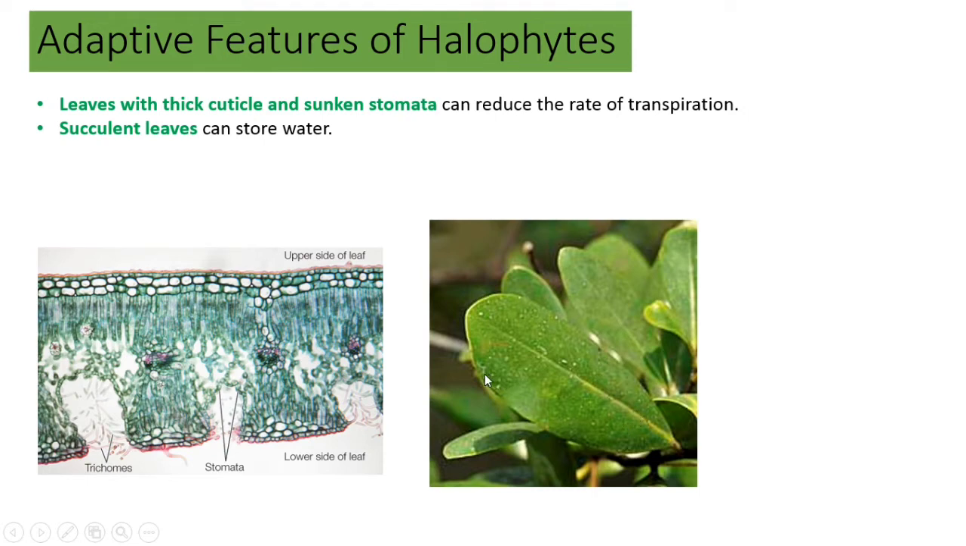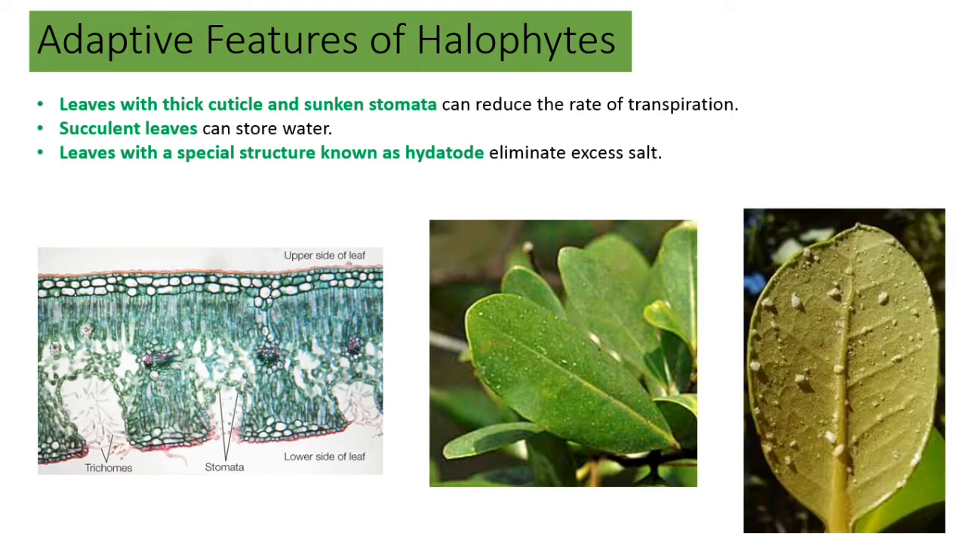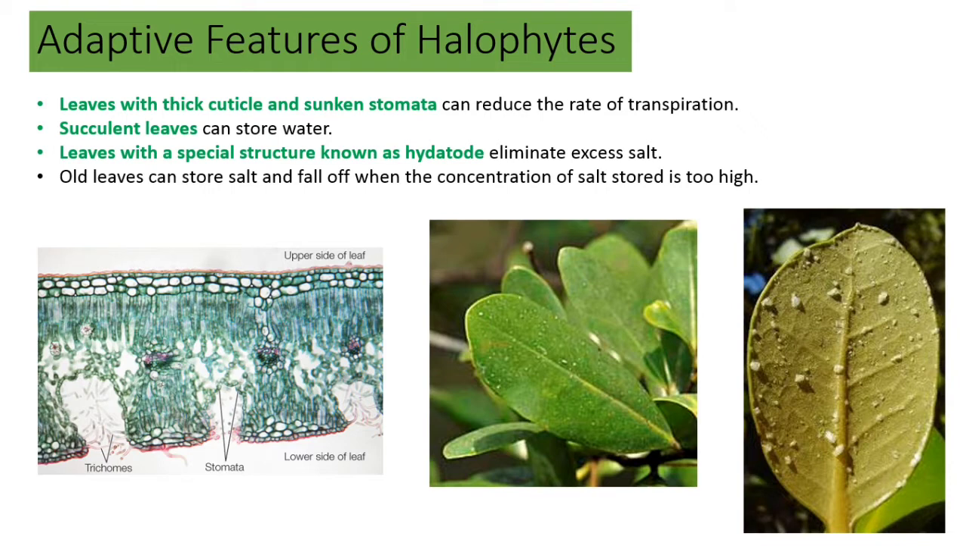And the cuticle of the leaf is very thick. Leaves with a special structure known as salt glands eliminate excess salt. So we can see in the picture the mangrove leaf has excess salt. This excess salt is eliminated through the special structure in the leaf. Old leaves can store salt and fall off when the concentration of salt stored is too high.